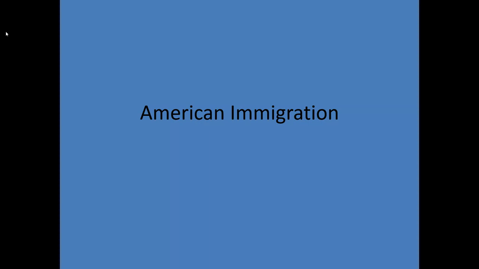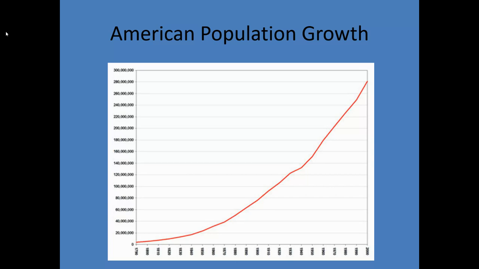And today I wanted to continue our social studies video series with American immigration. Now, one of the first things I like to do is give you some kind of time frame. So let's look at this line graph here that shows American population growth from 1790 all the way to 2000. The time frame we're going to be looking at really begins around 1840, 1850 and goes all the way to about 1920 right here.